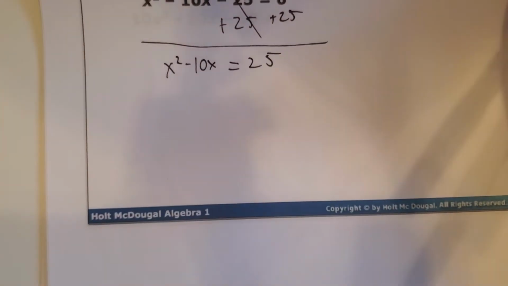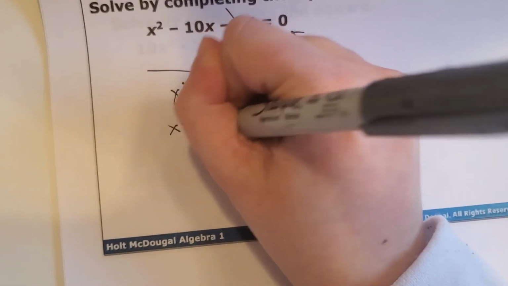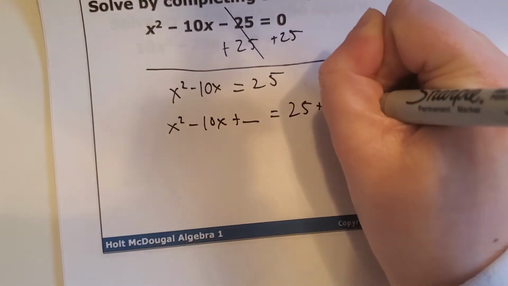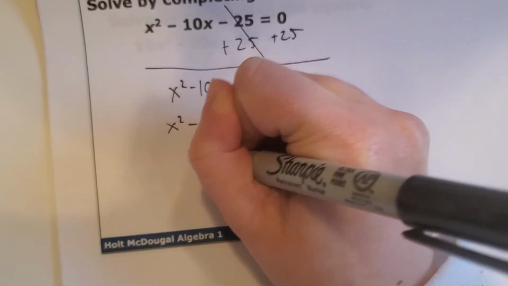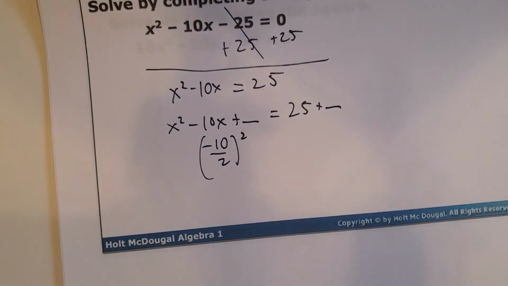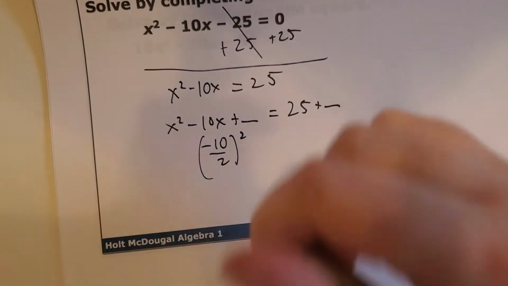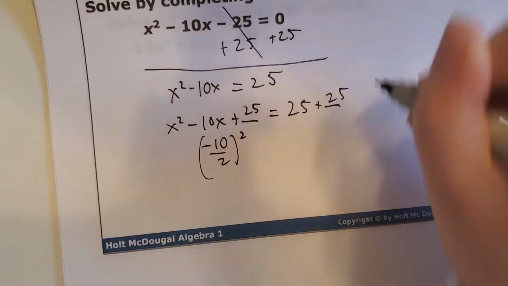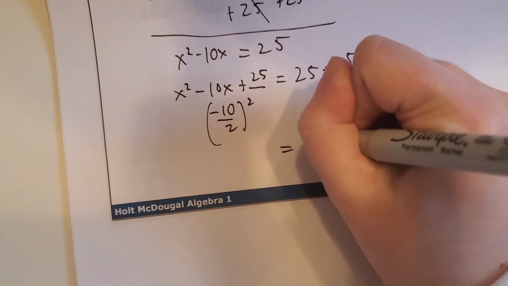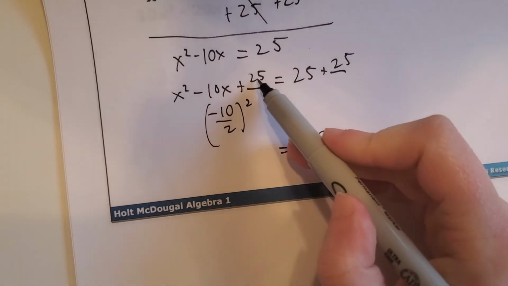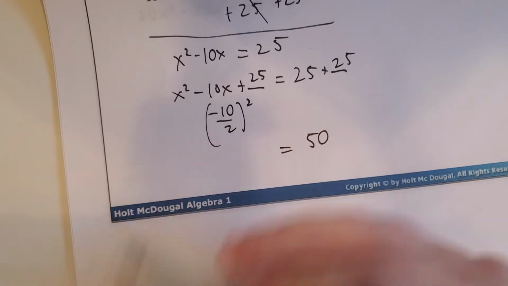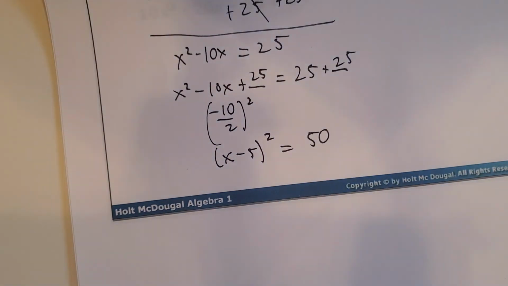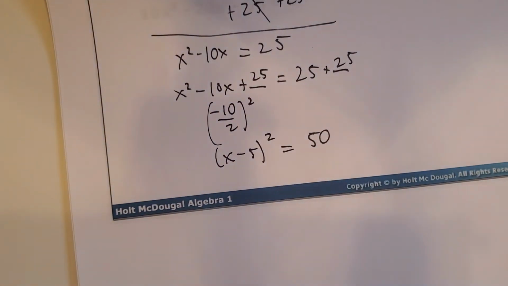All right. So same thing as the last one we just did. We can add in the plus blank. And then same thing, we're going to do negative 10 over 2 squared. Negative 10 over 2 is negative 5. Squared is 25. So both blanks are going to be filled in with a 25. 25 plus 25 is 50. What are factors of 25 that add up to negative 10? Negative 5 and negative 5. So x minus 5 squared, and it matches up with negative 10 over 2 is negative 5.